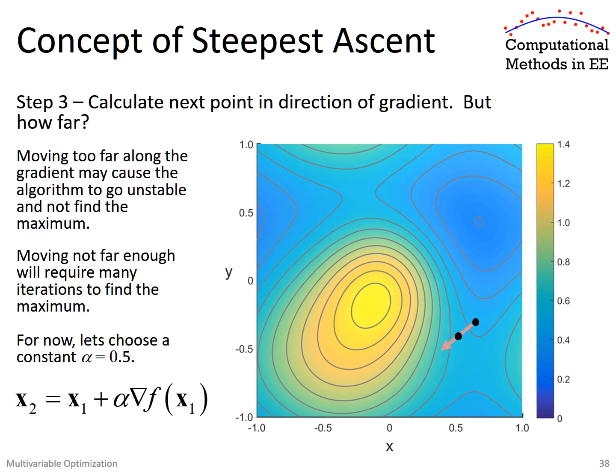So we can write a general expression. We can say our second point is our first point plus some constant multiplying the gradient. So that means we're going to move in the direction of the gradient scaled by some constant alpha. And we can use that alpha to make smaller steps or make those steps bigger. Bigger steps, you'll see, we get there faster, but they can go unstable. Smaller steps, it's more stable, but we converge slower. So where's the magic number for alpha?